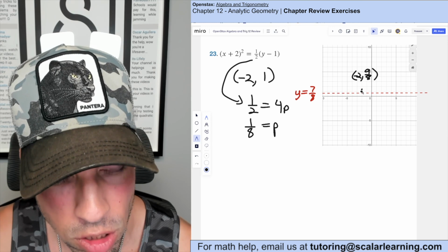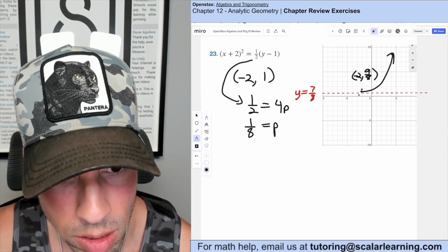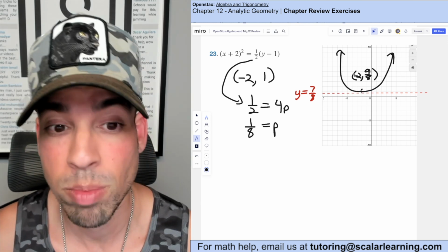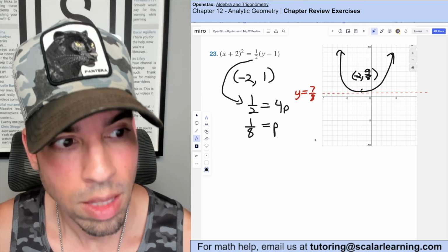That's the focus. And then just to give you a rough idea of the graph, it's going to kind of go around like this. I don't know if this is very to scale, but that gives you the general idea. Anyways, that's how you do it.